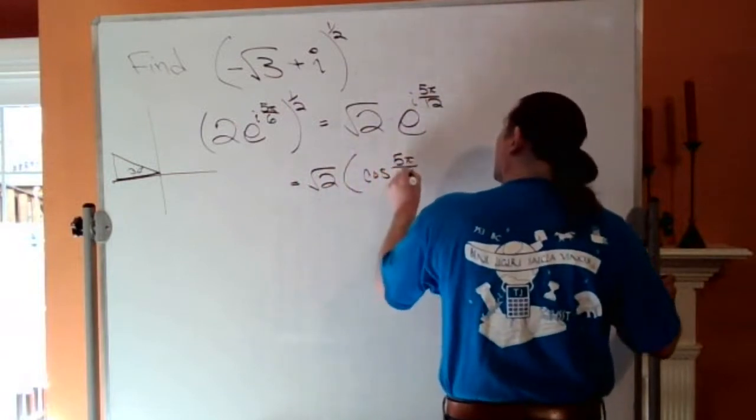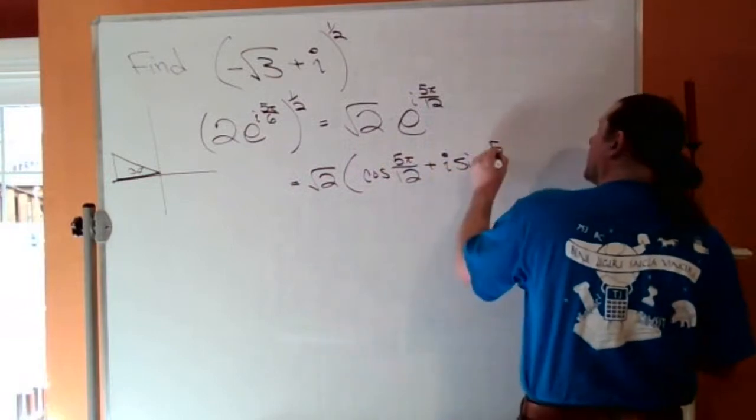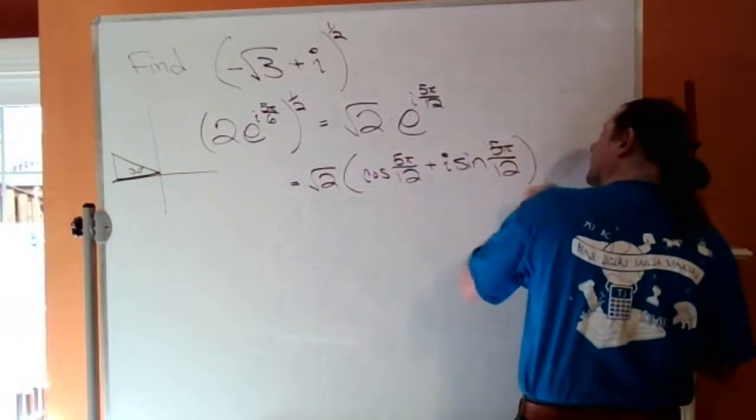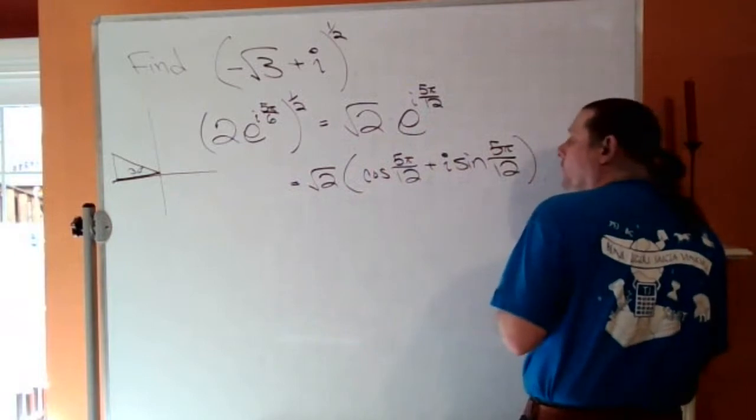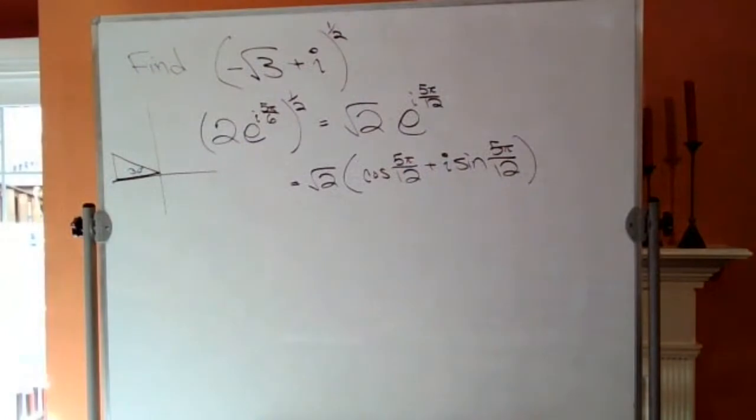Which is the square root of 2 times (cosine 5 pi over 12 plus i sine of 5 pi over 12). And we could work out what those cosines and sines are if we had more time.